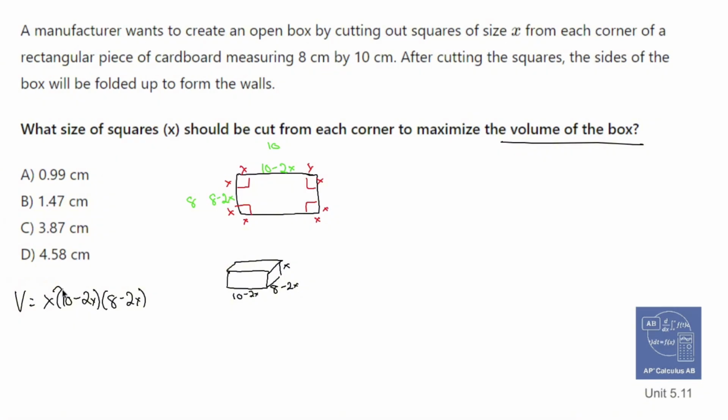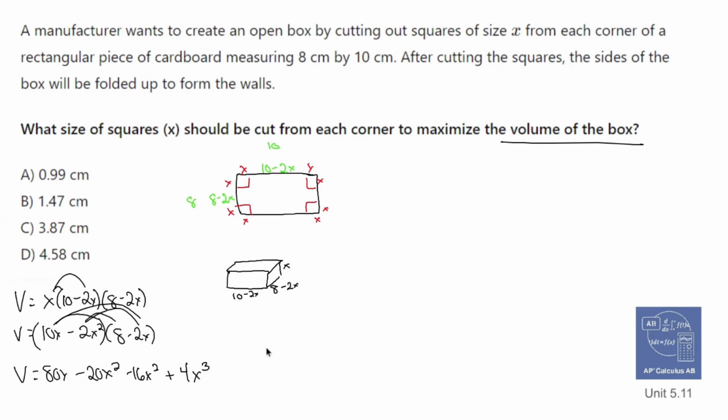Okay, so let's multiply stuff out. The volume is going to be 10x minus 2x squared times 8 minus 2x. Let's FOIL stuff out. 80x minus 20x squared minus 16x squared plus 4x to the third. And that's my volume formula. Now what I need to do is take that volume formula and take the derivative of it. That's going to help me find maximum or minimum values.